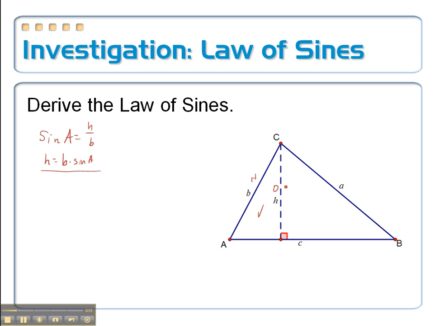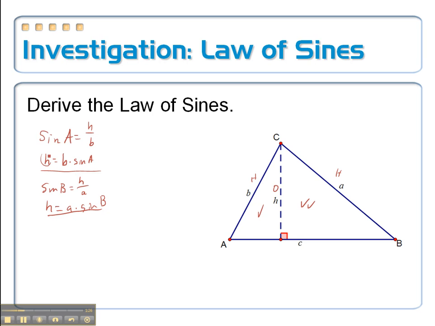Now we're going to do the same thing on the right-hand side and find the sine of B. The sine of B equals, still opposite over hypotenuse. In this case, the hypotenuse is a, so that's h over little a. Multiply the a over so we can get what height is equal to, a times the sine of B. Here's the second equation. So take a look.